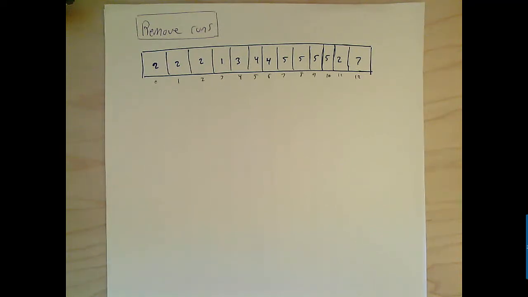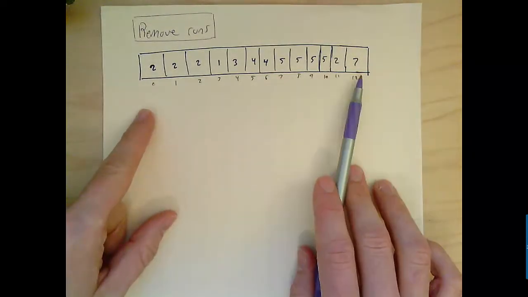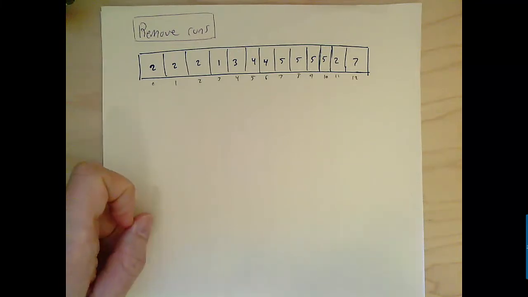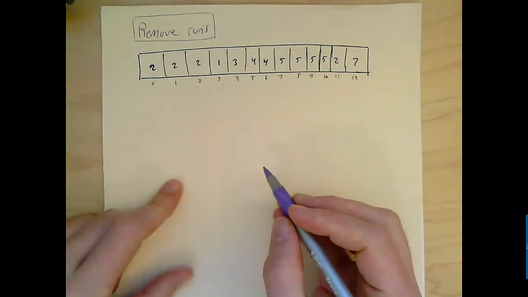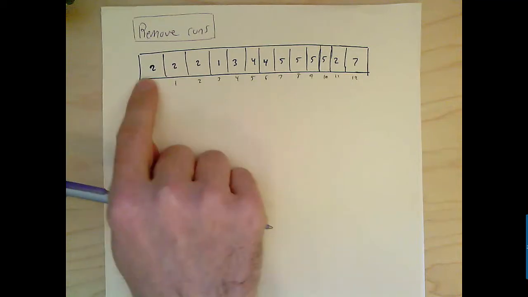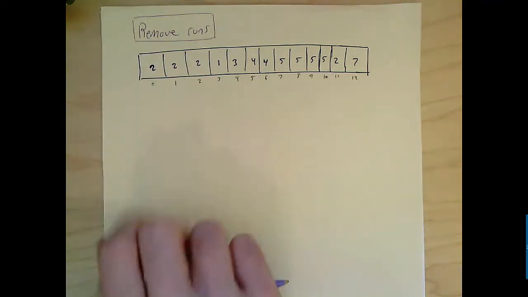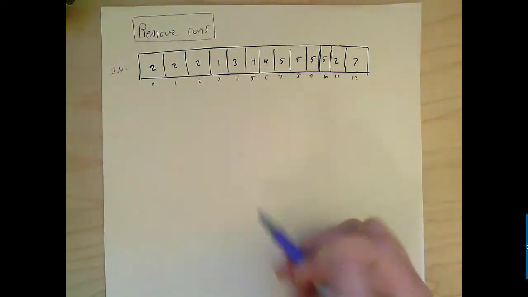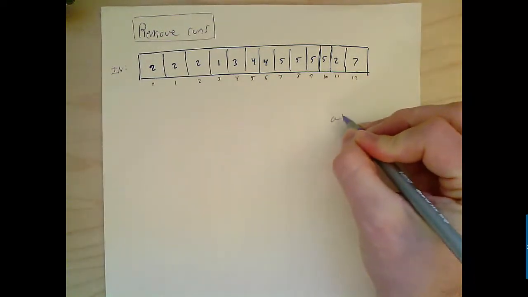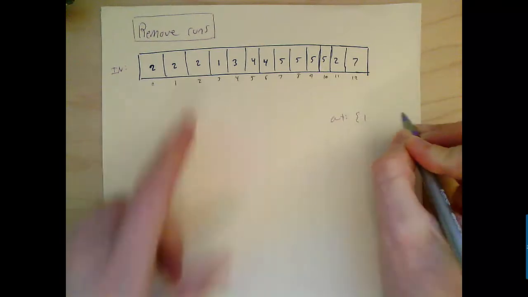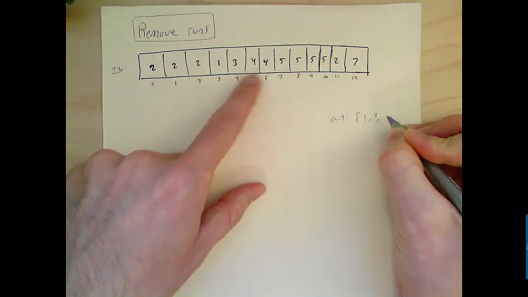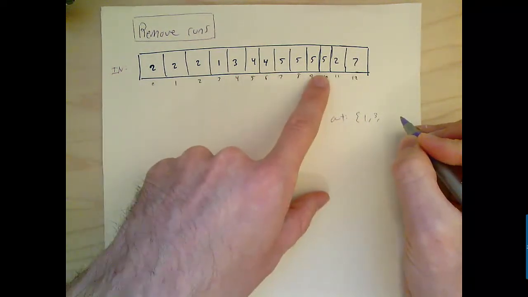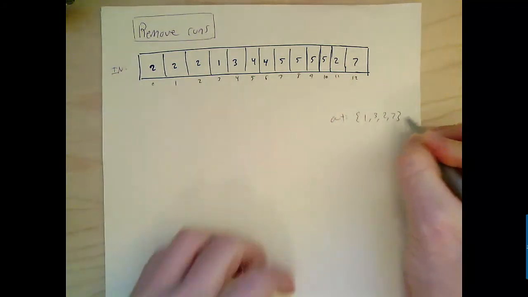Okay, so the first step for any problem is you have to understand what the problem is saying. You have to understand, for a given input, what we would expect to see as the output. So remove runs: any sequence of repeated digits is going to get removed in the output array. So if this was the input array, the output array should look like, let's see, 1, 3, the 4s get removed, the 5s get removed, the 2 stays, and the 7 stays.